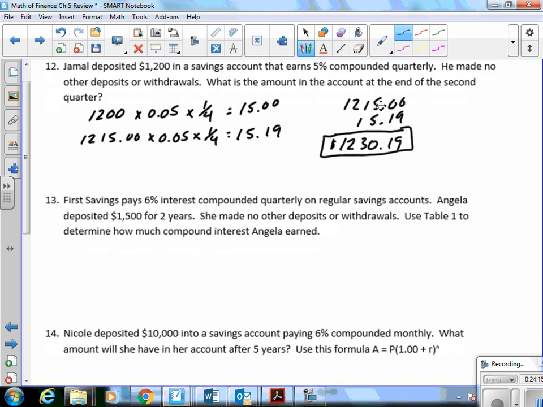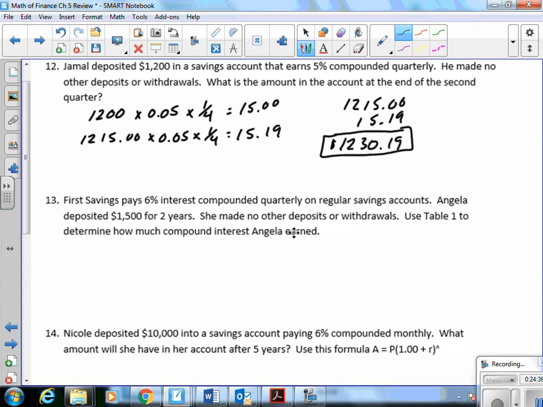All right, so 13. First Savings pays 6% interest compounded quarterly on regular savings accounts. Angela deposited $1,500 for 2 years. She made no other deposits or withdrawals. Use table 1 to determine how much compound interest Angela earned.